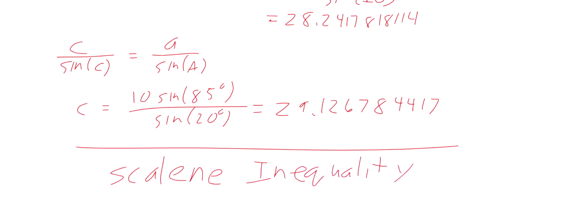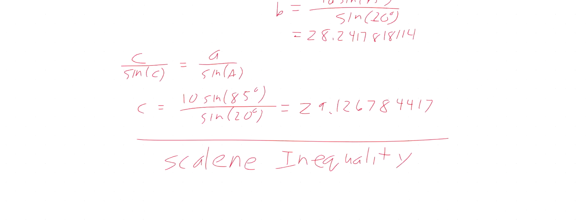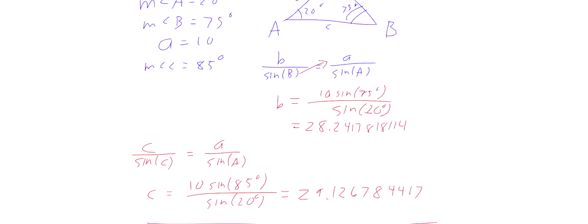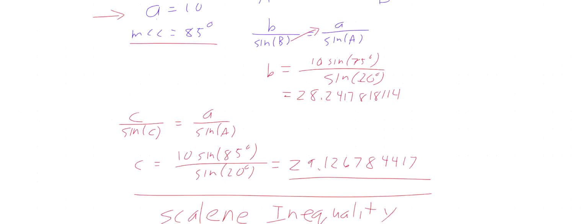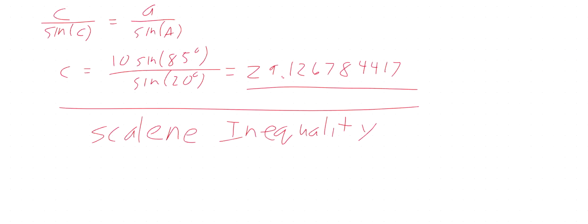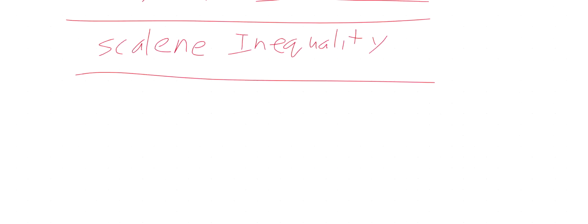Now, what the scaling inequality says is that in a triangle, the smallest side will be across from the smallest angle, and the biggest side will be across from the biggest angle. Looking at what we have here, angle A is the smallest, and side A is the smallest. Angle C is the biggest, and side C is the biggest. So, smallest side across from the smallest angle, biggest side across from the biggest angle, and then middlest side across from the middlest angle, if you want to make up some words.